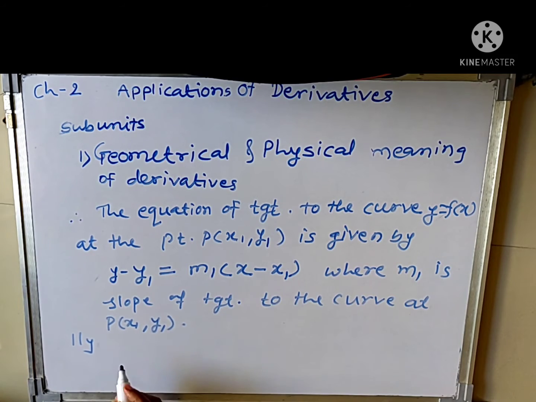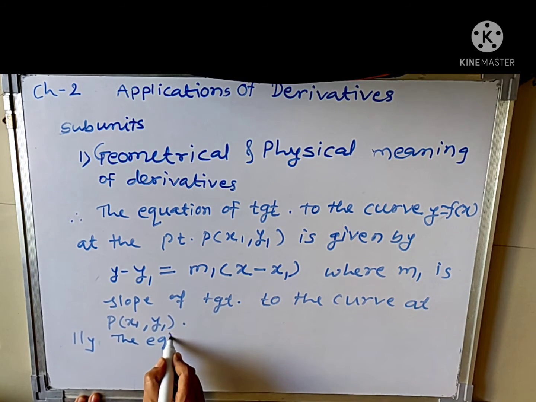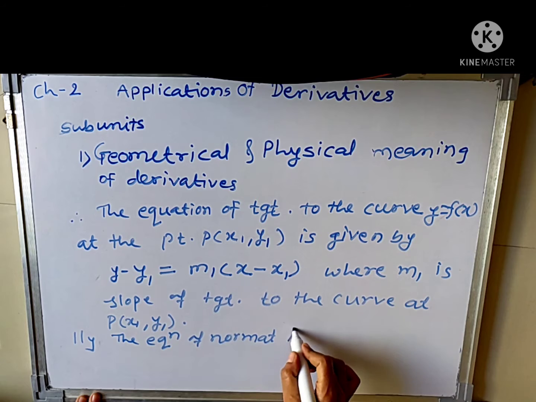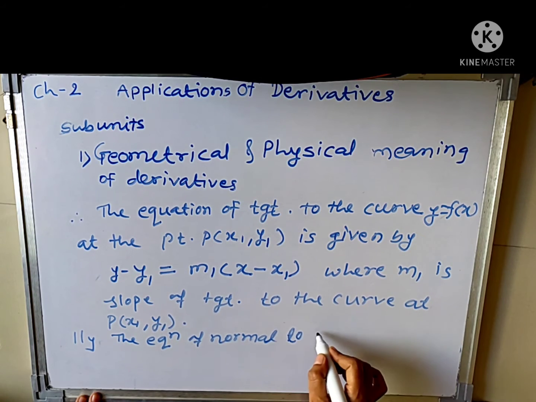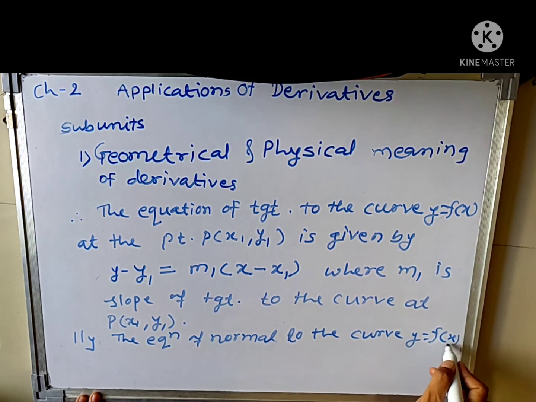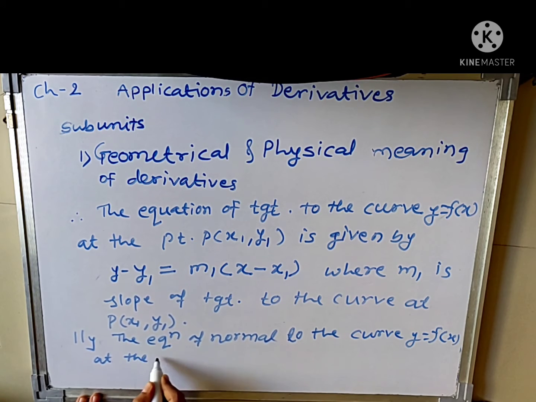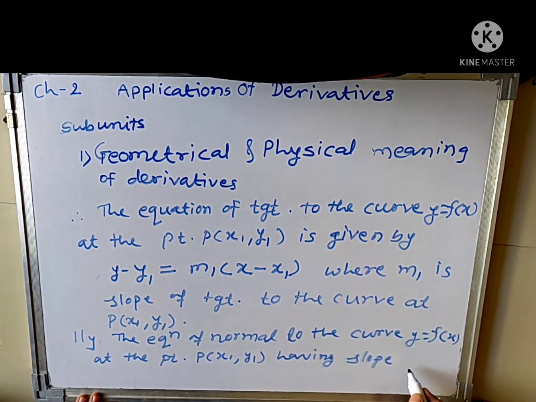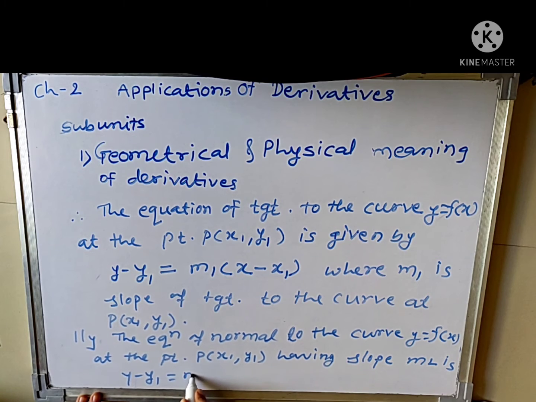Similarly, the equation of normal to the curve y is equal to f(x) at the point P(x1, y1) having slope m2 is y minus y1 is equal to m2 into x minus x1.